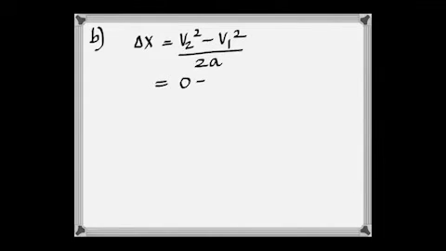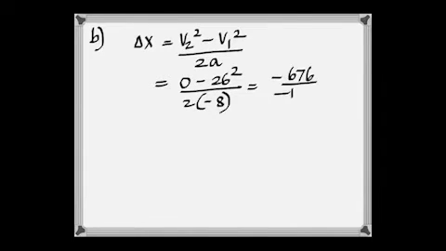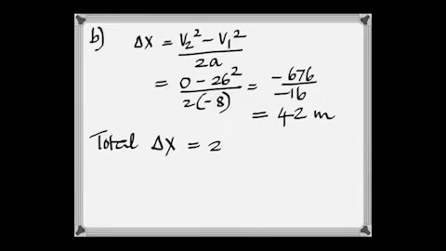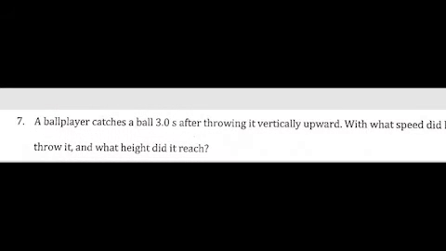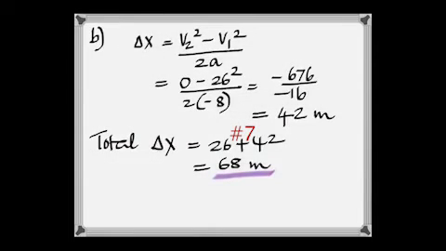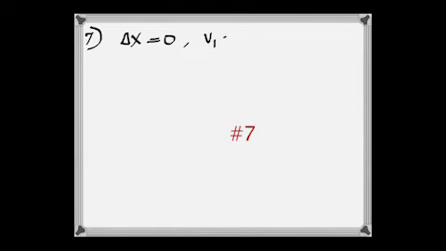All right, the B part, I did it, so I just wanted to roll on the B part. Again, the same thing. 2 times negative 8 is equal to this. You get 42. And the total was 26 plus this, 68 meters. What was the answer for the first one? For A?